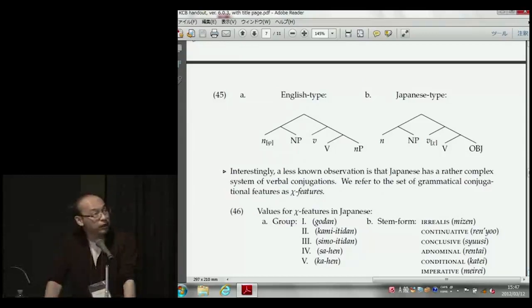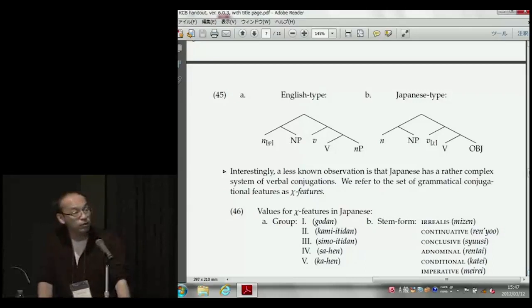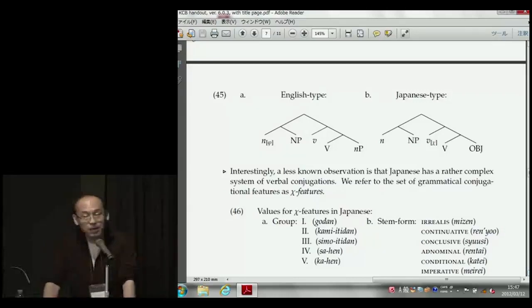So there is a contrast between 45A English and 45B Japanese with respect to the kind of features that sort of encode the asymmetry. 45B counts as asymmetric, well, thanks to the presence of kai features on V, which is different from the English type structure in 45A, whose featural asymmetry is characterized by the presence of phi features on N. So it's a contrast between kai features on little v as opposed to phi features on little n.